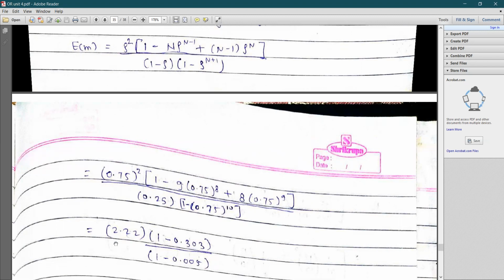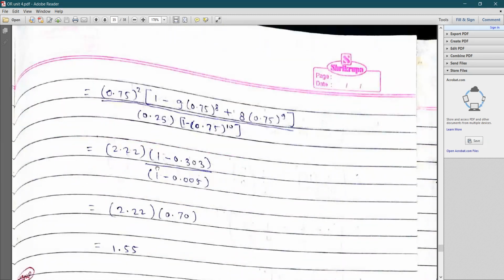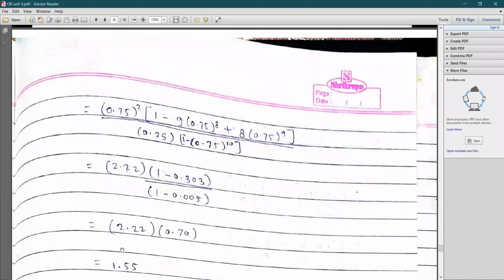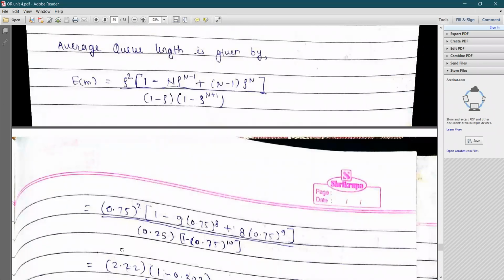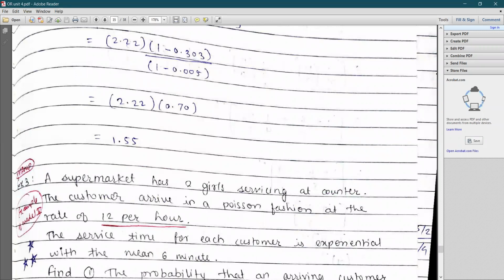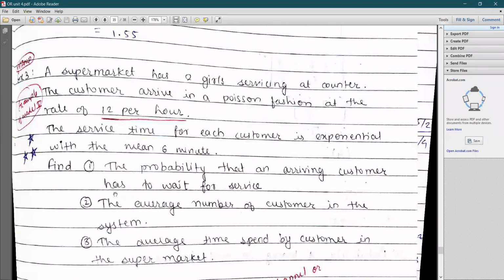Then after calculation we get 2.22 into bracket 1 minus 0.303 upon 1 minus 0.005. Then division of this is 0.70. Then 2.22 multiplied by 0.70, and that is equal to 1.55. That is the E of n. E of n means average queue length is given by E of n, that is equal to 1.55. Then third problem of this unit, and that is the last problem.